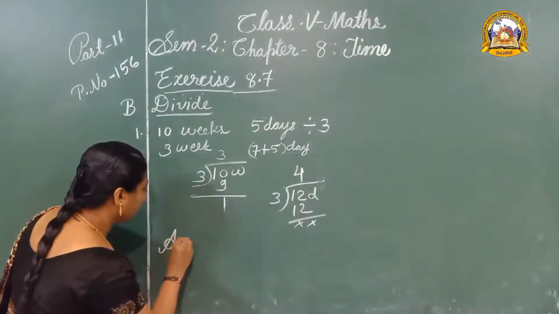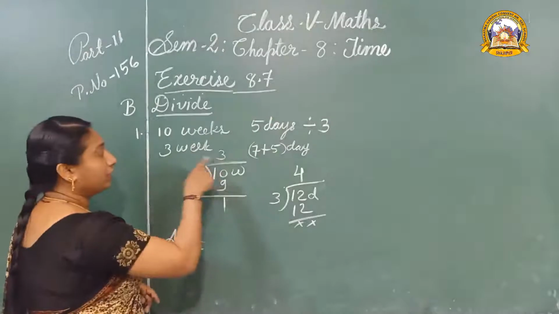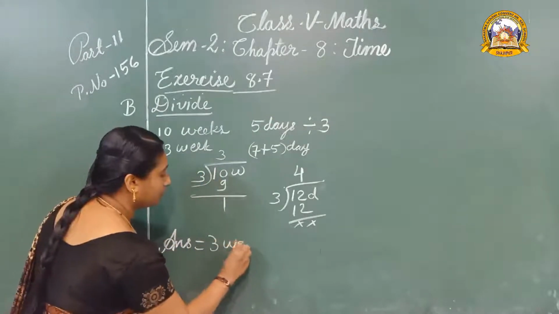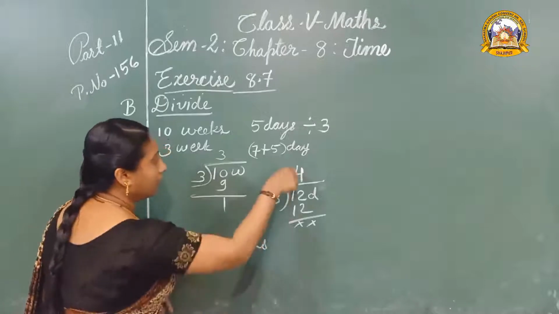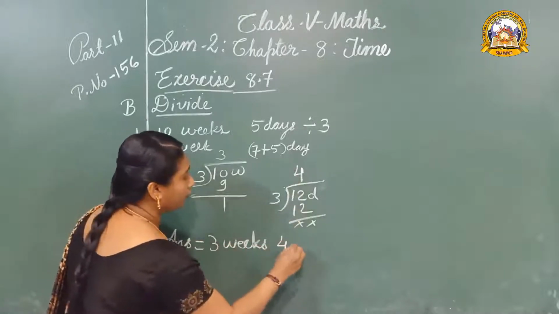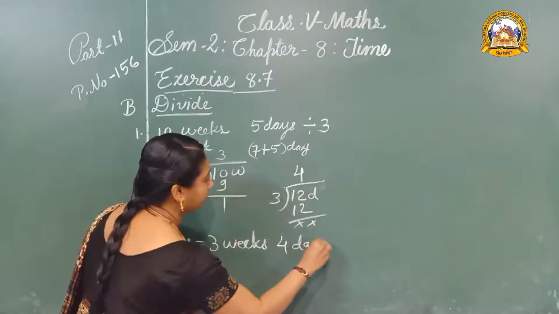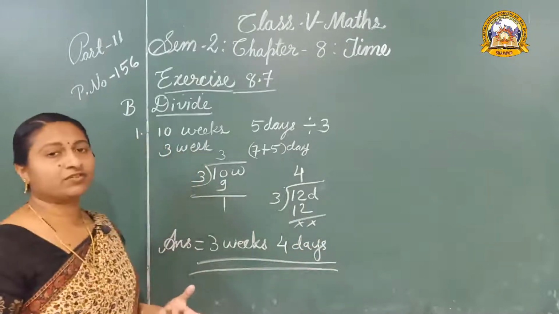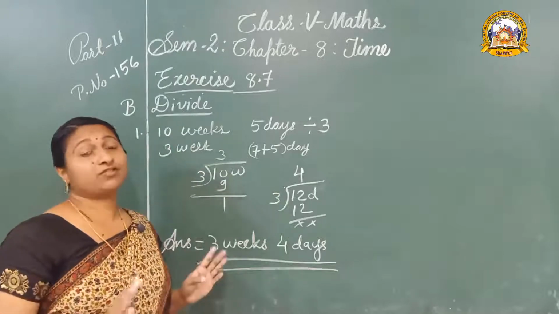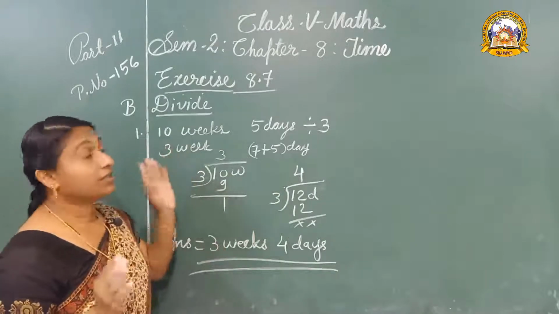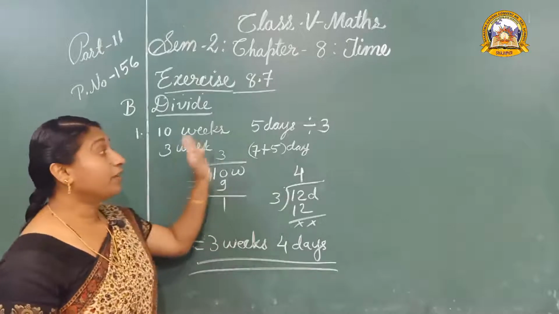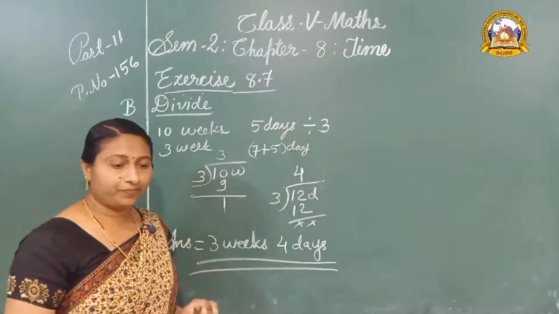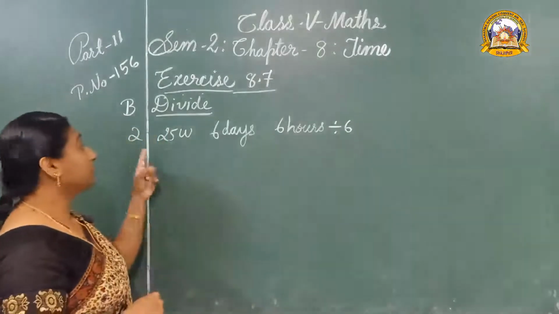Answer is equal to, here quotient 3 weeks, and here quotient 4 days. It is the answer. Very easy work. Division work is the easiest work. Just we can divide the things one by one by the given number. Okay. Okay children, the second one.